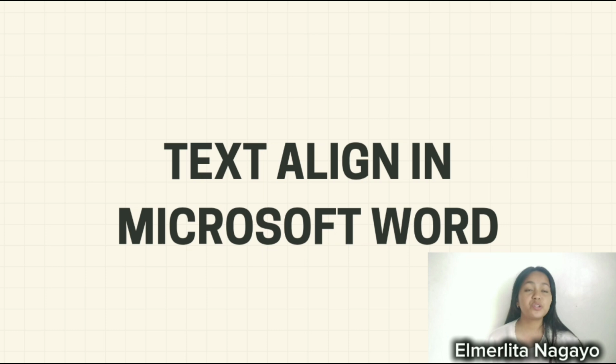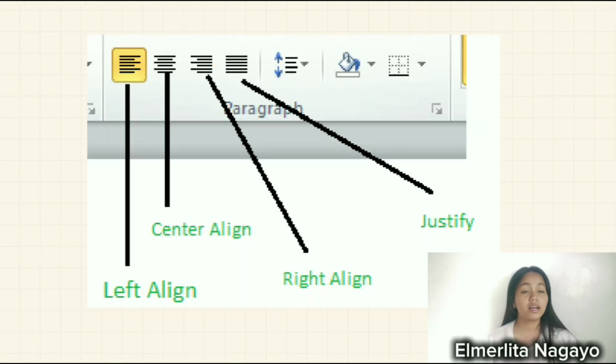Text alignment. This is one of the features provided by Microsoft Word to its user. This feature is used by the user to align text or paragraph so that it gives a good look or kind of systematic look. There are 4 types of text alignment, which are left aligned, centered aligned, right aligned, and justified.